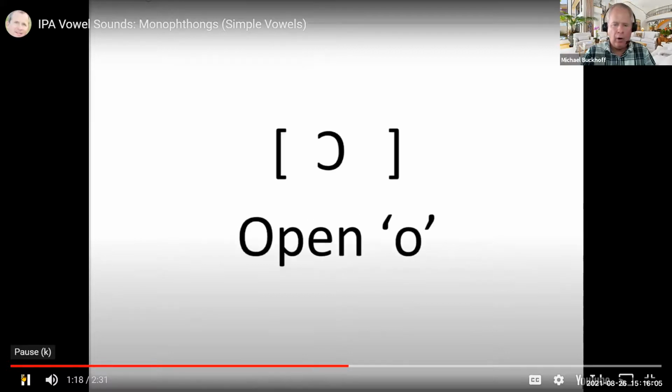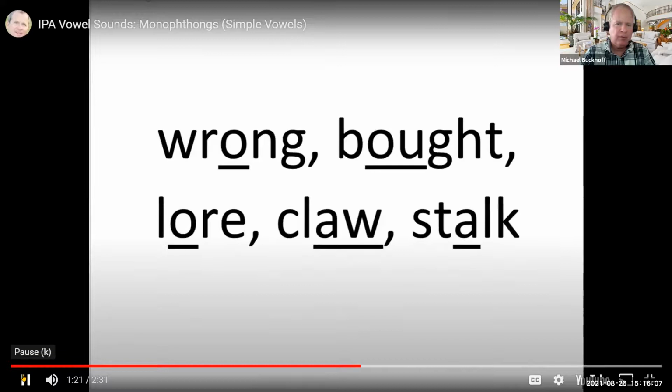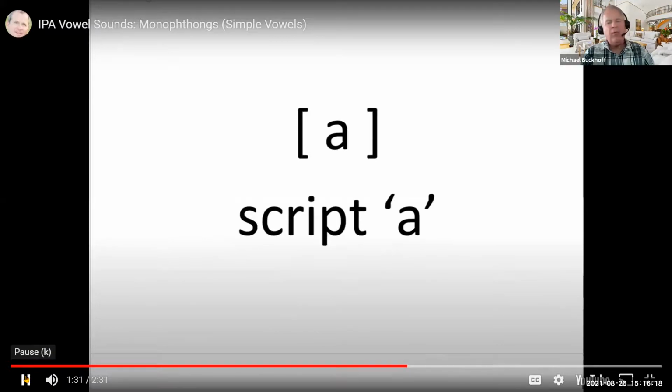Open O: wrong, bought, lure, claw, stalk. Script A. Now, many of you probably don't use the open O, so if you just want to use the script A or the typewriter A, that's fine. Now, if you say bought and quat like they do in the Northeast area of the United States, then you're using the open O, but a lot of people in California don't use that particular sound, not like they do in the Northeast.